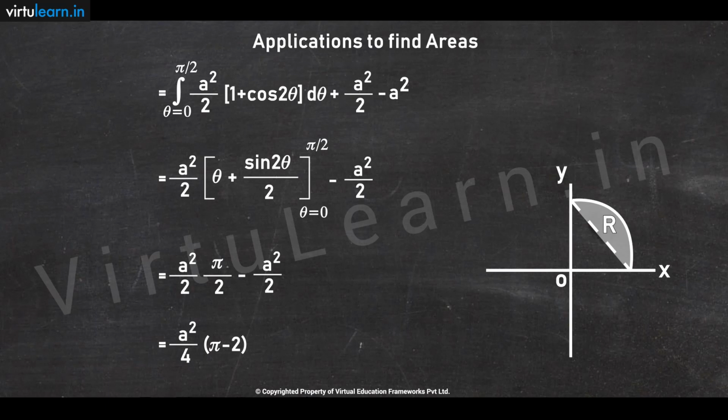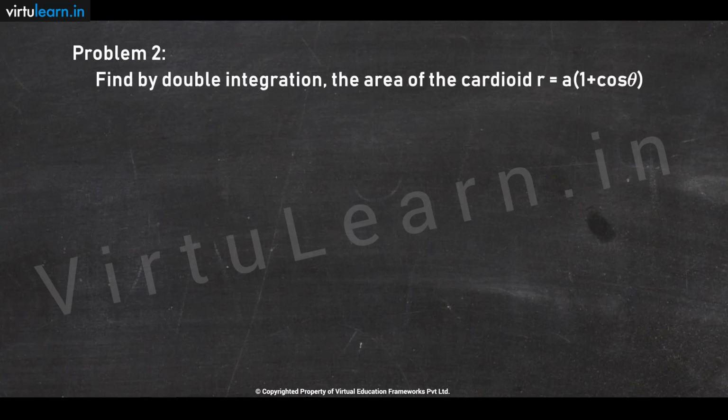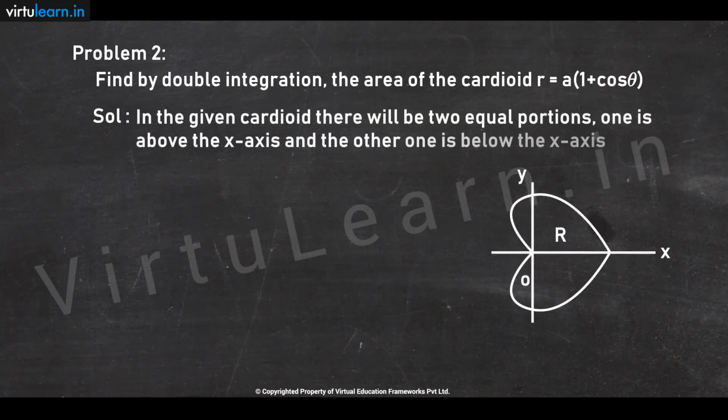Let's now find the area of the region of the cardioid. So the problem is: find by double integration the area of the cardioid r is equal to a into 1 plus cos theta. The cardioid will be as shown in the figure. The area of the cardioid consists of two equal portions, one above the x-axis and the other below the x-axis.